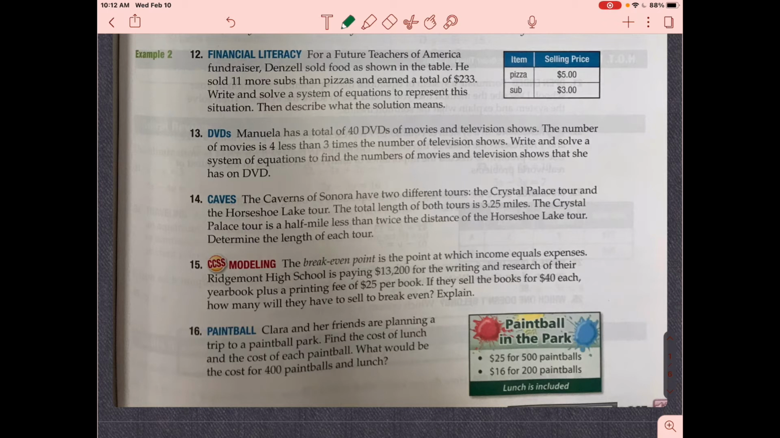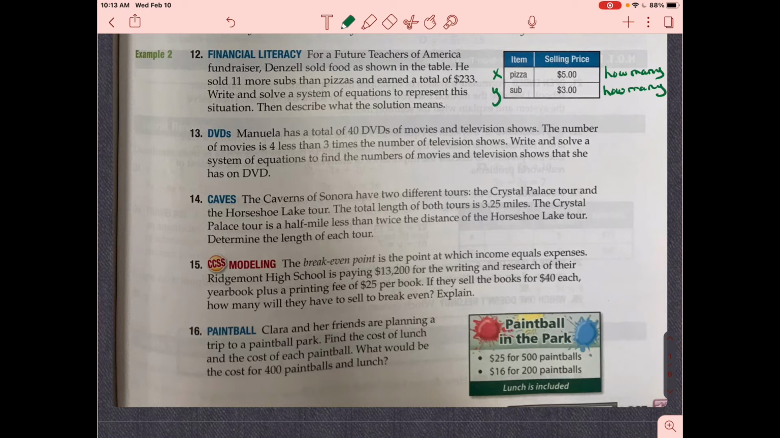So let's go ahead and make pizza be X and subs be Y, because I'm going to be able to figure out how much pizzas cost. Let's see, we know how much pizzas cost. I want to know how many, not how much they cost, but I want to know how many pizzas and how many subs.